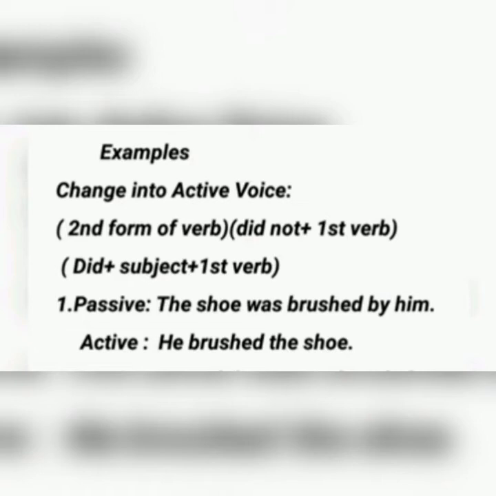Here are some examples. Number 1, passive: The shoe was brushed by him. Here the object is him, and when we change into active voice, him will change back into the subjective form, he. Now let's start. He, then the second form would be brushed, and take down the subject as an object now, the shoe. He brushed the shoe.